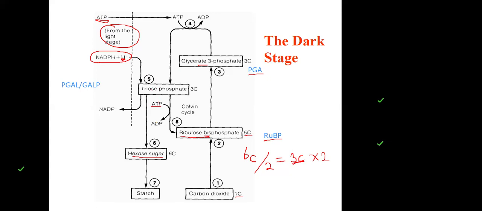And so these hexose sugars that are formed will be polymerized to form starch and maybe other polymers, like we said, cellulose and inulin and so on and so forth. So I think that in a nutshell is what happens during the dark stage or the Calvin cycle. Yes, Gilson.